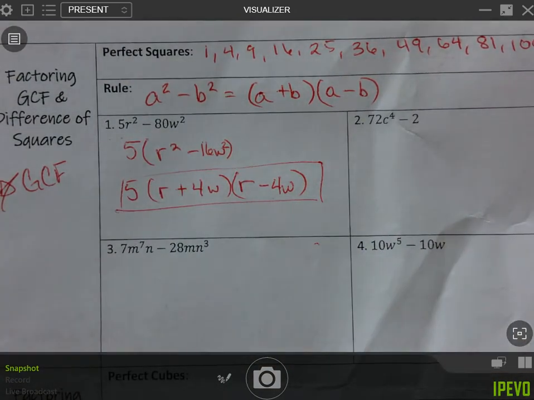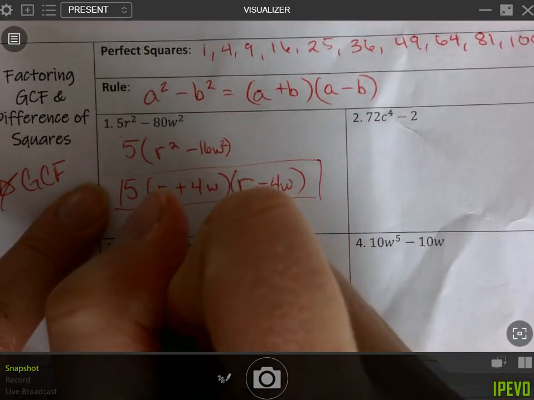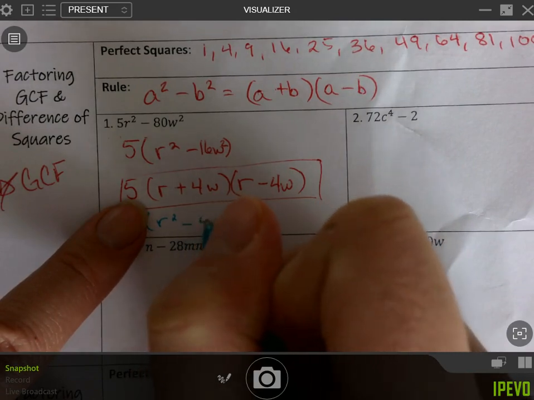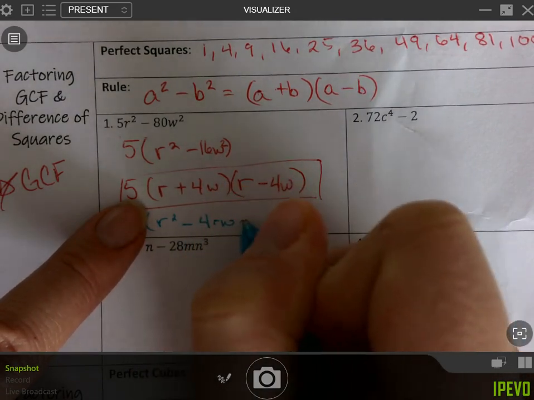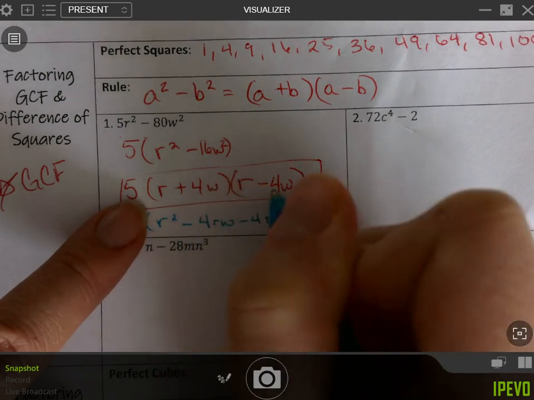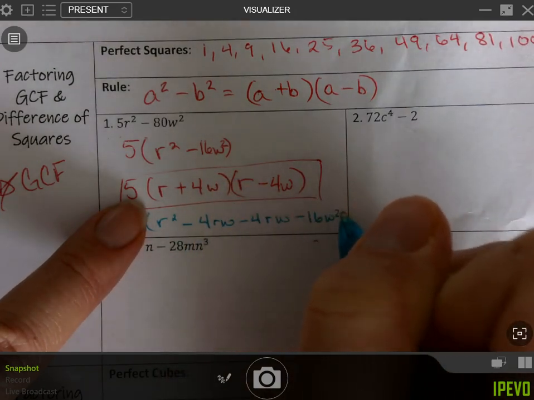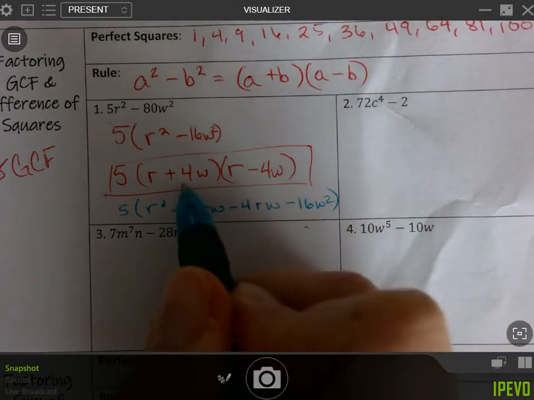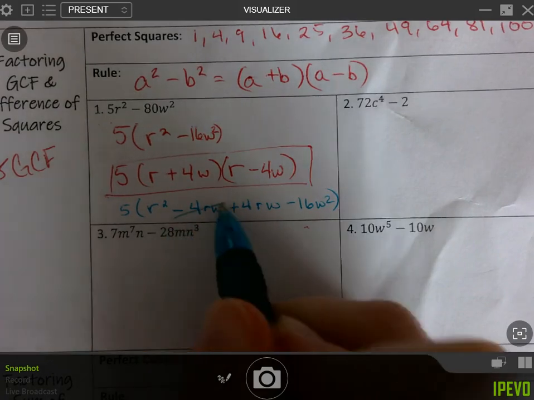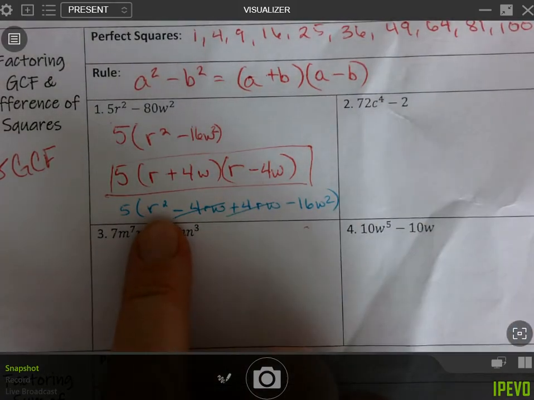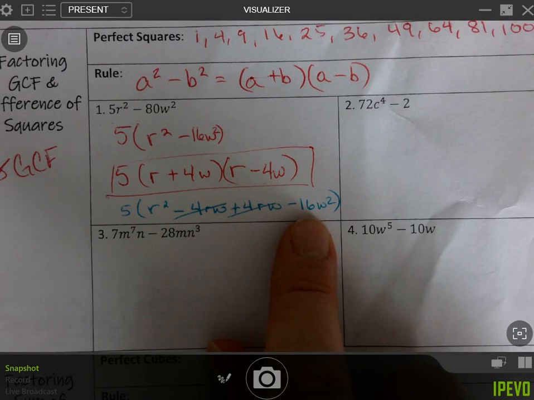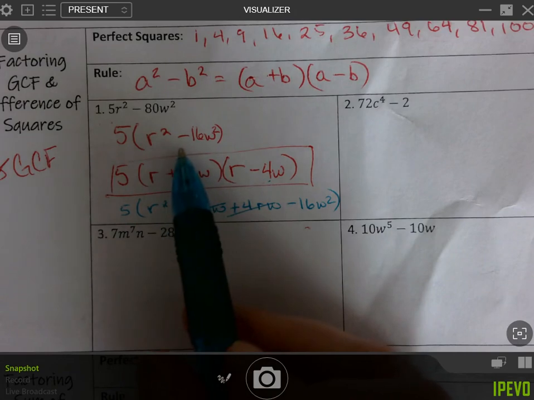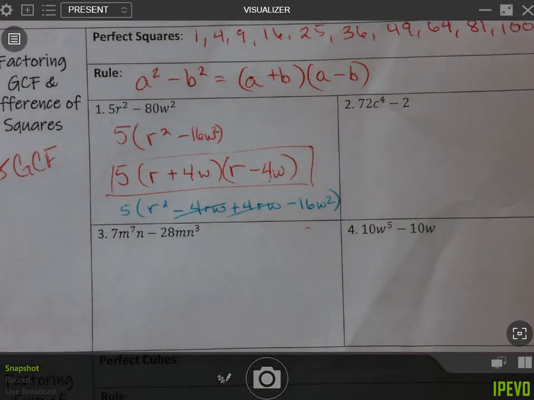If we were redoing it, just to show, I would keep my 5 here and I would FOIL this. R times r is r squared. The outside is going to be a negative 4rw. The inside multiplies to positive 4rw. And last is negative 16w squared. When I go to add like terms, this would have been a negative and this would have been a positive. When I add these, the negative and the positive cancel, and I'm left with that first and that last term. Okay? So if I try to use something like 8 times 2, I wouldn't have gotten 0 for the middle term. So I need that perfect square factor to cancel out.